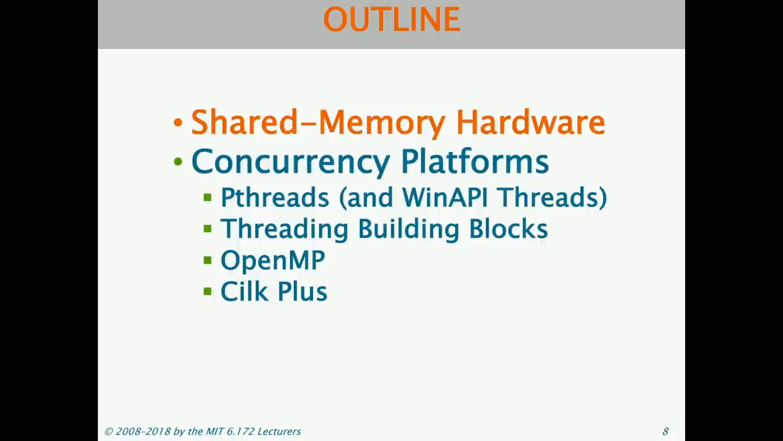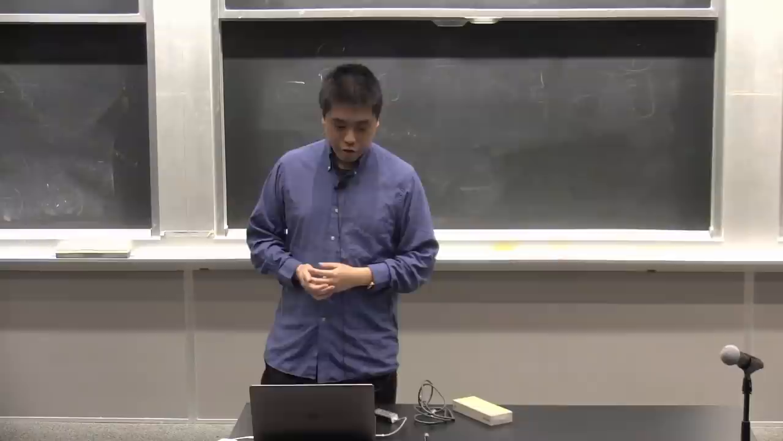So here's an outline of today's lecture. So first I'm gonna go over some hardware challenges with shared memory multi-core machines. We're gonna look at the cache coherence protocol. And then after looking at hardware, we're going to look at some software solutions to write parallel programs on these multi-core machines to take advantage of the extra cores. And we're gonna look at several concurrency platforms listed here.